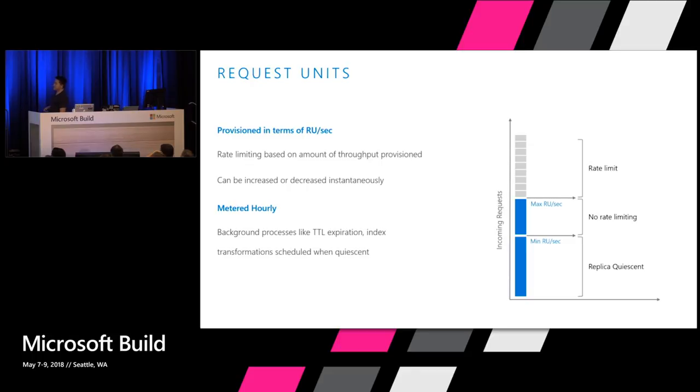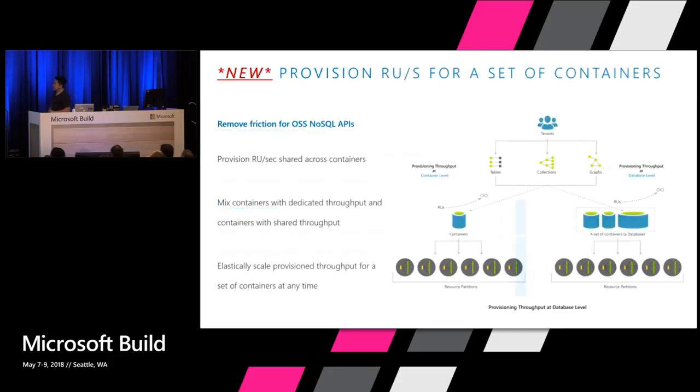We do have some background processes, like you can set data retention policies right out of the box with our time to live feature, as well as doing things like index transformations and other background tasks. We can take advantage of those leftover RUs. So one of the new things at Build that we're releasing is, previously you would provision these request units per second at a particular container.